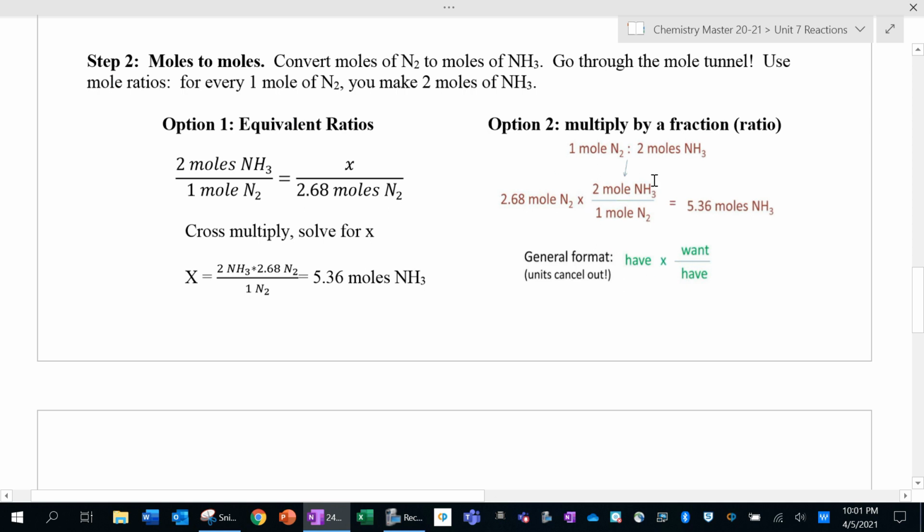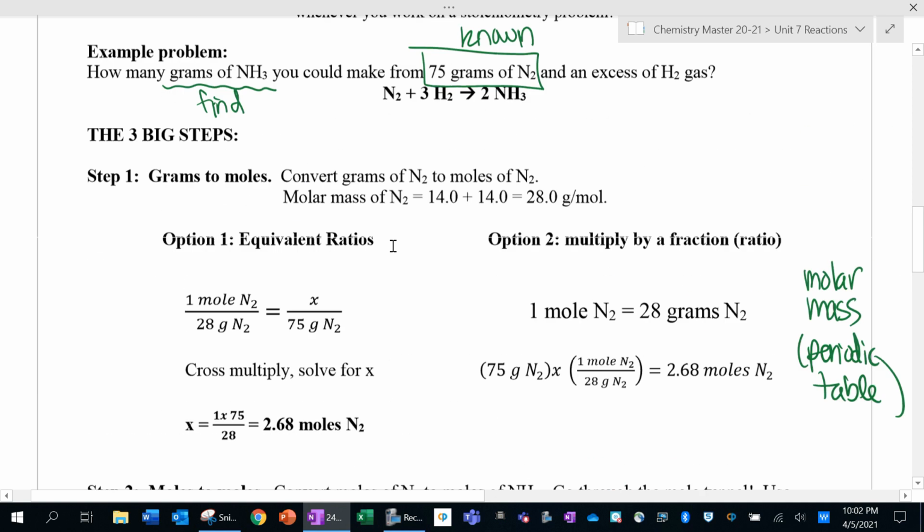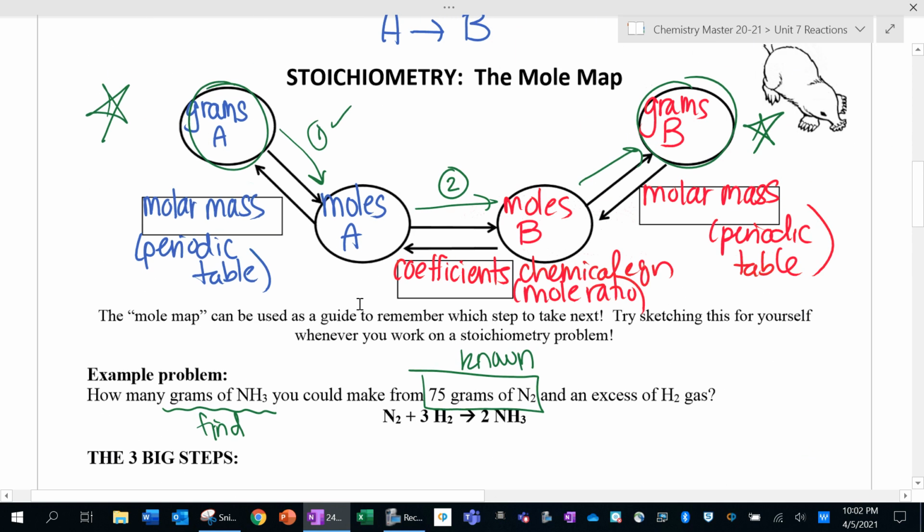This strategy is called dimensional analysis. We introduced it in Unit 4. If you don't like this strategy, there's other things you could do, like you could set up fractions. You could say for every 1 mole of this, we make 2 moles of this. So if we react 2.68 moles of this, how many moles of this would we make? So that's another strategy. So that's step 2. Okay. Now let's go back to the mole map and see where we are. Okay, step 2, check.